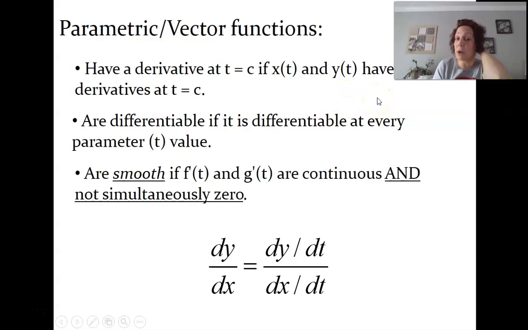And it's a smooth curve, and we talked about smooth curves before, this is not a topic that comes up a lot, if your derivatives are both continuous and never 0 at the same time. Remember, a 0 in the numerator is a horizontal tangent, a 0 in the denominator would be a vertical tangent. If they're 0 at the same time, we got a problem, right? That's a place where the derivative is going to fail to exist. So we say we have a smooth curve if our derivatives are continuous, no discontinuities.